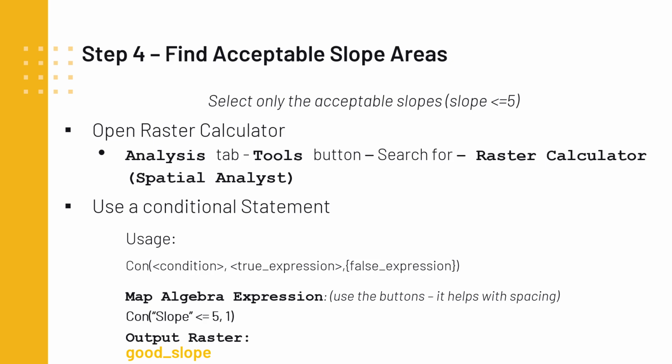The curly brackets are indicating that this is an optional parameter. Okay, so we're not going to put anything in there. And what's going to happen is it's going to put a no data. So essentially our output is going to be ones and no datas, ones where it meets our criteria, which is less than or equal to 5 degrees, and no data where it does not meet that criteria. The output raster you're going to create is called good_slope.